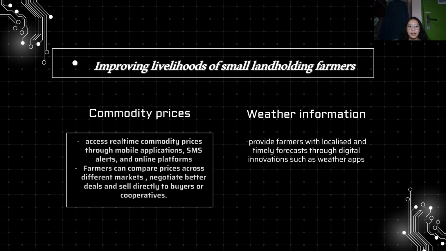It also provides weather forecasts and climate information, enabling farmers to make better decisions about planting, irrigation, and harvesting. This reduces crop losses.